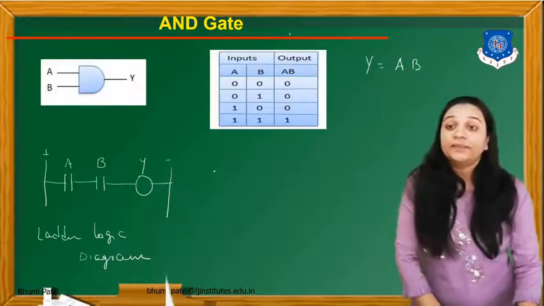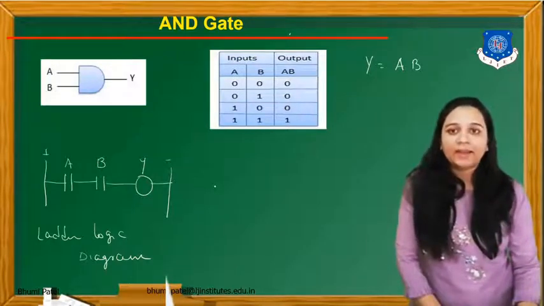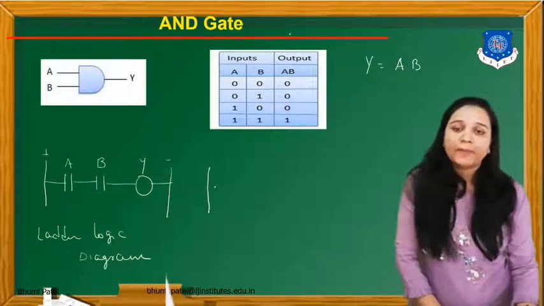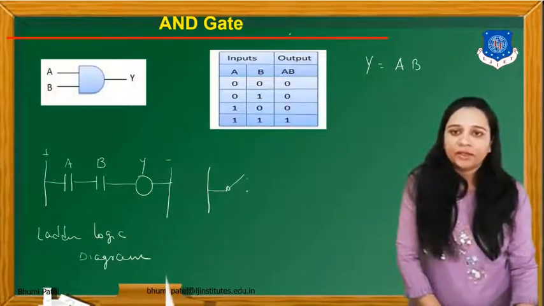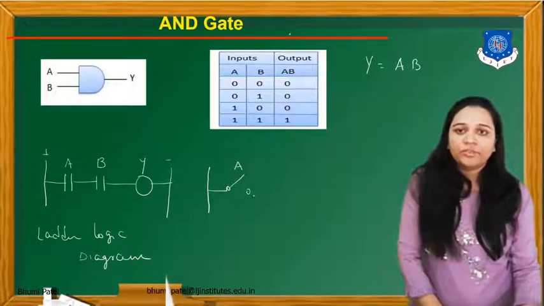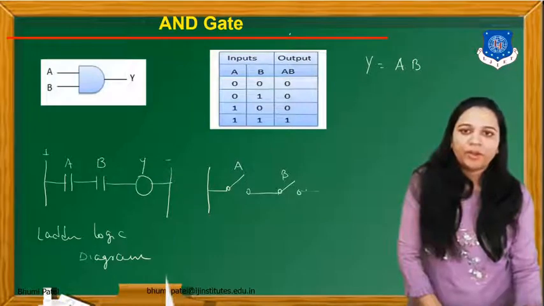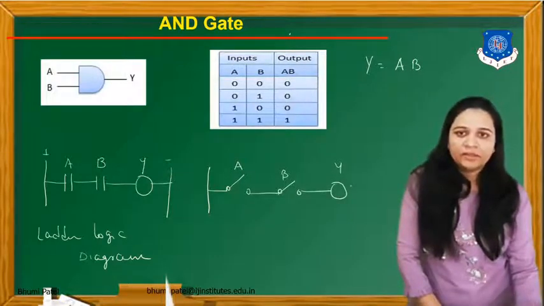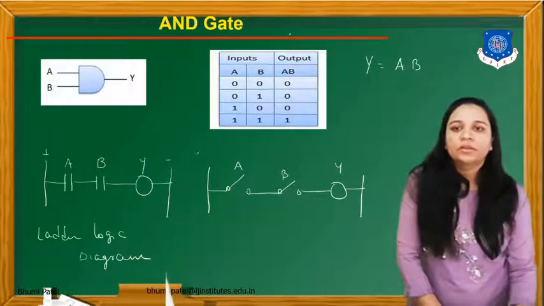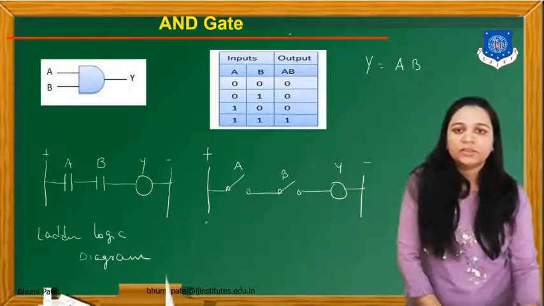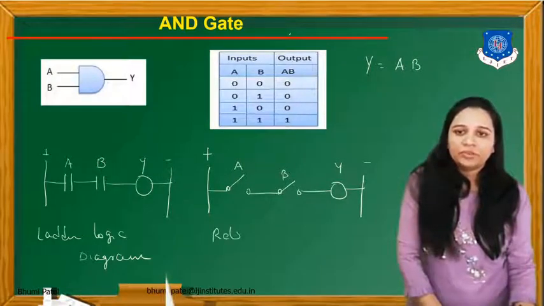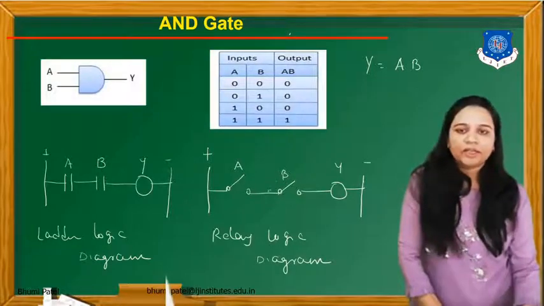Now we can draw the relay diagram using the AND gate logic. In the relay diagram, we put a switch as the input signal. A is my input, B is my input, and Y is my output. This is the plus and minus terminal, and this diagram is known as the relay logic diagram. This is the difference between the ladder diagram and the relay logic diagram.